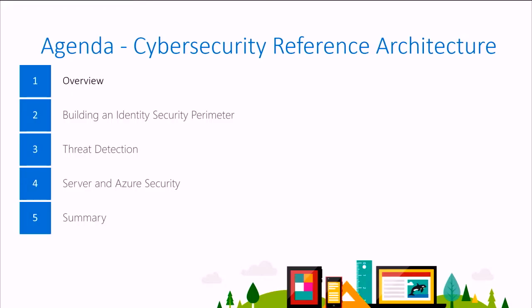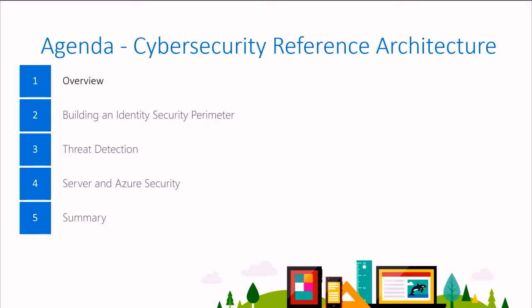And so we're going to be talking to you today about the Microsoft Cybersecurity Reference Architecture, which is really a comprehensive diagram of the Microsoft cybersecurity and security capabilities, and then how do you use it to build an identity-based security perimeter. We'll have 5 modules today, the first of which is this overview where we'll go over the whole topic.